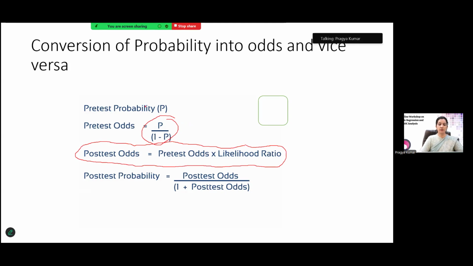You don't have to do this conversion, Jamovi gives you everything. We will see that. Even with the new module installation, it gives you the Fagan's nomogram also. So the post-test odds is equal to the pre-test odds times the likelihood ratio. You can then convert this post-test odds into the post-test probability using this formula: post-test odds divided by 1 plus post-test odds. We have seen this.